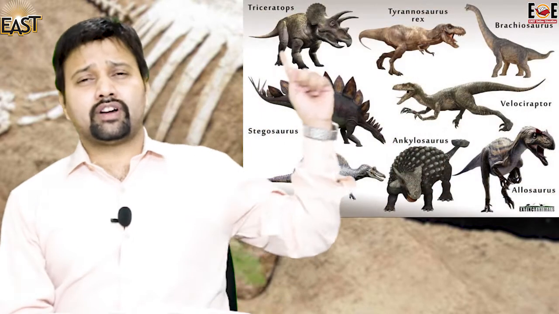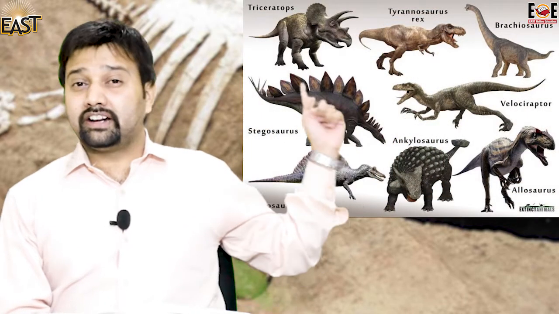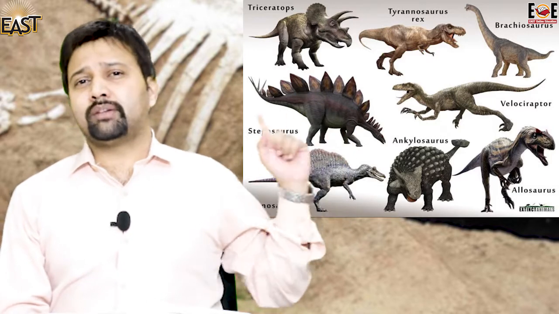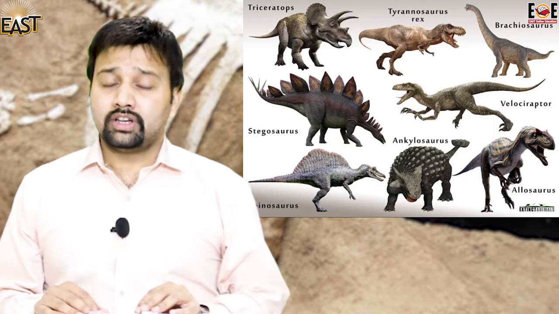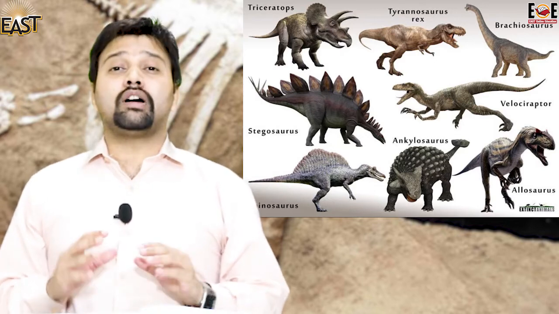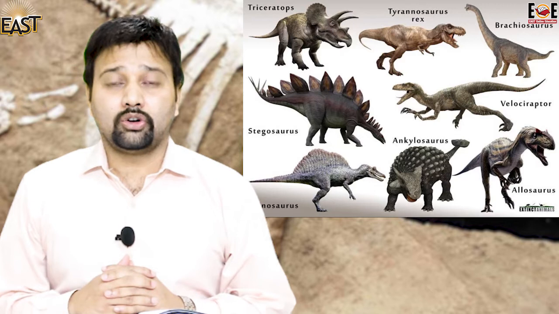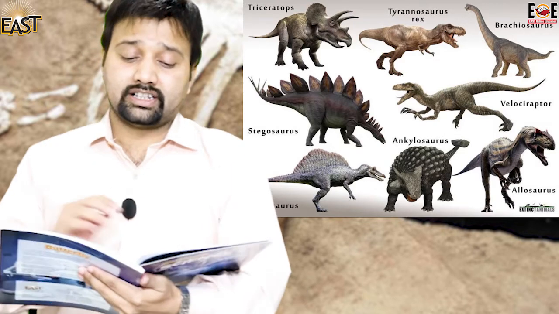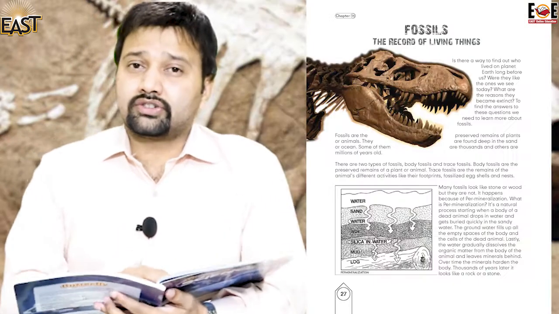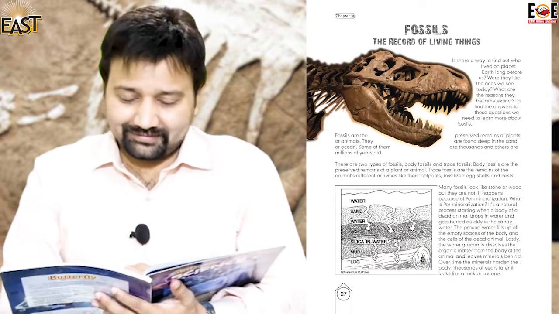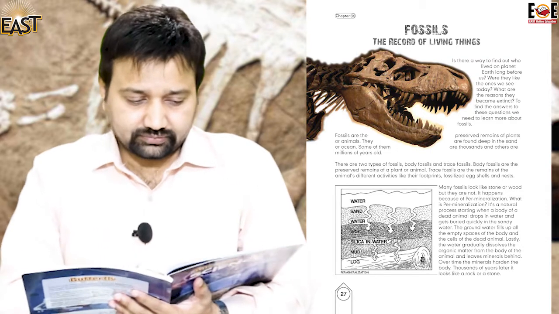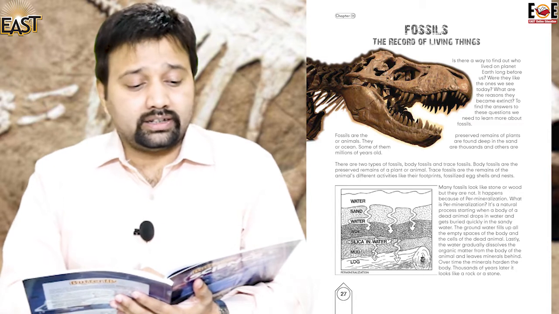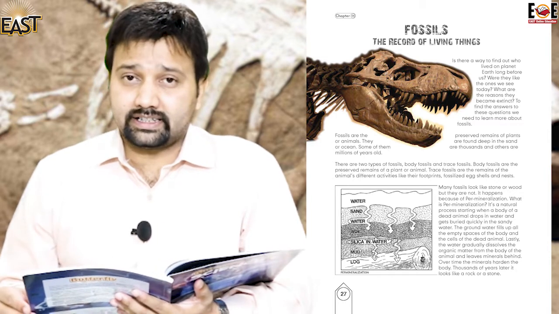So can you see the different pictures here? A big dinosaur, and you can just see this dinosaur in pictures or in a museum. So do you want to know more about fossils? Okay, then you have to be very careful and you have to listen to this story carefully. So can we start? Excellent. So our story name is Fossils, the record of living things.